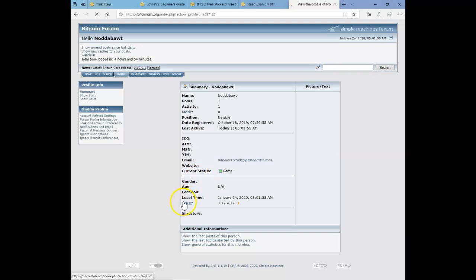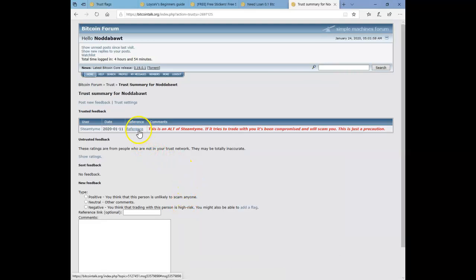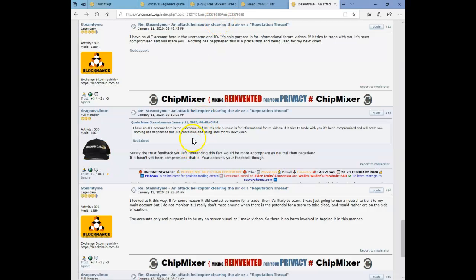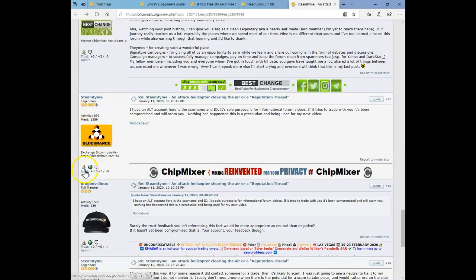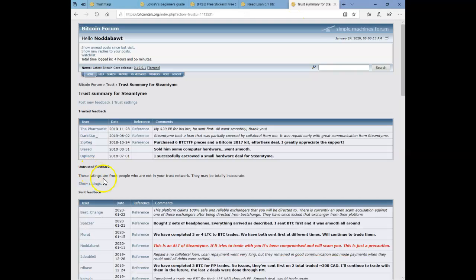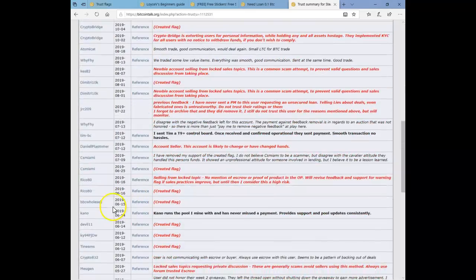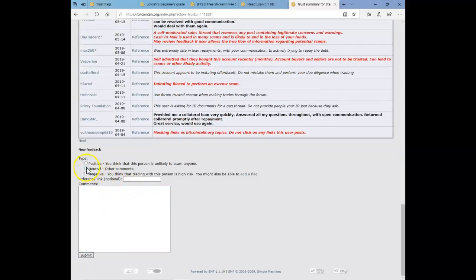I can click on the trust. I left a reference and accurate comment as to why I left a negative. References are just simply taking a link to provide a message that backs up the feedback you are leaving, such as this one here. So Notabot is going to leave Steamtime some feedback. I will go down to the bottom here, and I will be leaving a neutral.